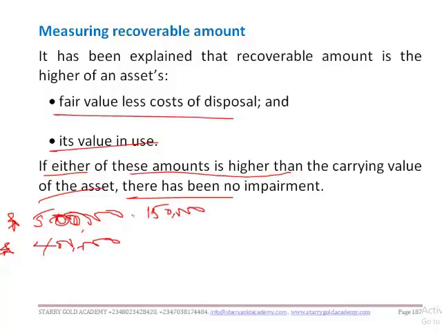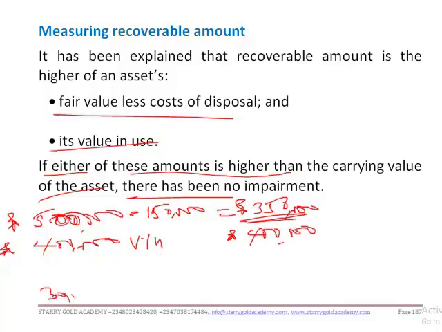So if you take 150,000 out of the 500,000, then you have 350,000. Now 350 is compared to the value in use. So you have 400 as the recoverable amount. Now, if the current amount of the asset is 300,000, therefore there has been no impairment, because the recoverable amount is higher than the current amount.